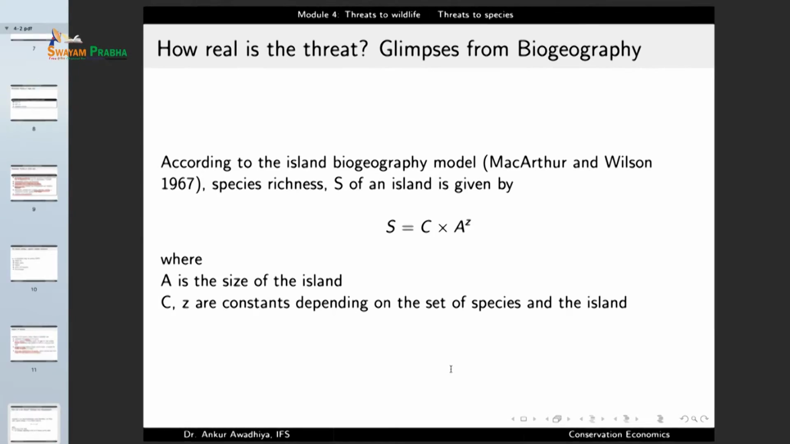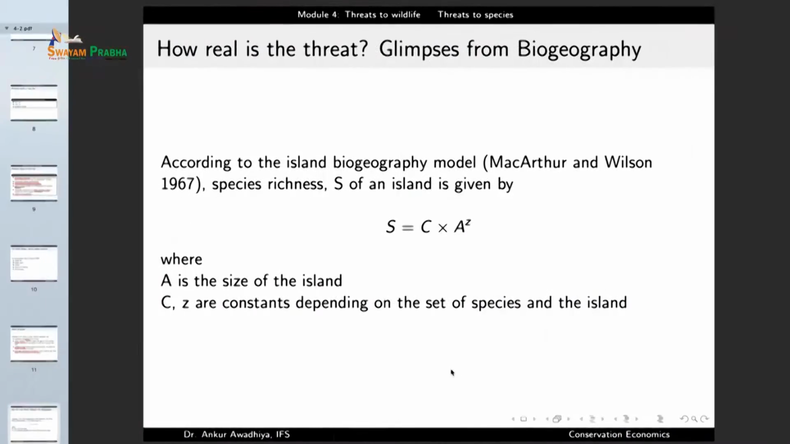But then, is this threat real or is this threat imaginary? And what is the rate at which we are losing the species? So we can make an estimate by using the principles of biogeography and especially the island biogeography model. Now, the island biogeography model says that the species richness is dependent on the area. So, if you consider an island, and if you have a small sized island, it will have a smaller number of species. If you have a larger sized island, it will probably support a larger number of species.